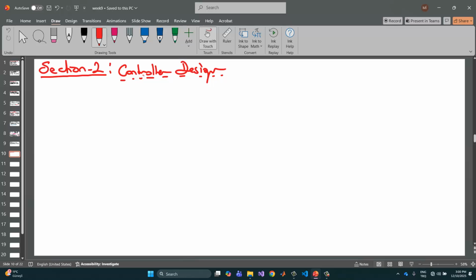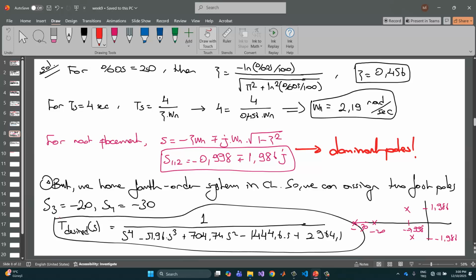Professor, I have a small question also. You said for higher orders we cannot use the frequency domain. Yes, but in this case we can. But we need to add the fast pole or smaller pole in here, just like this one.